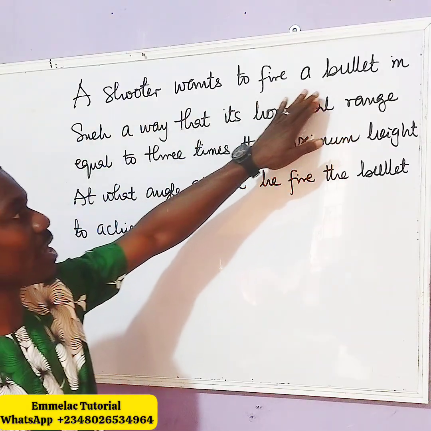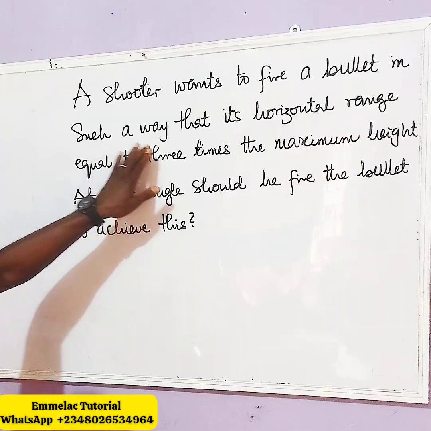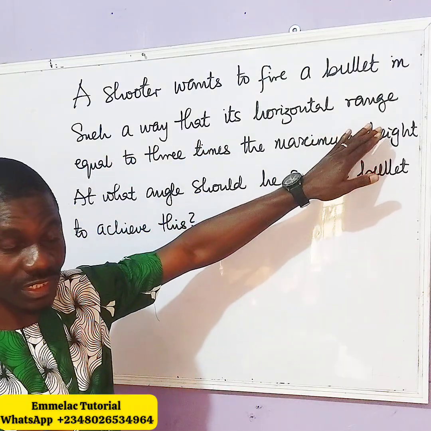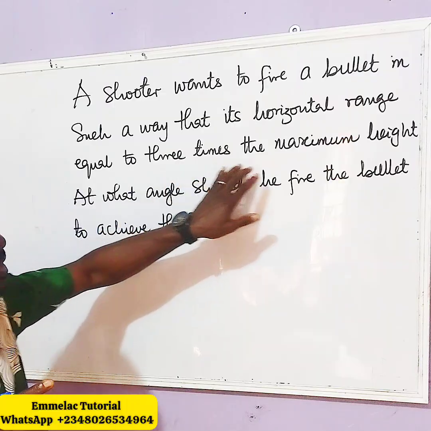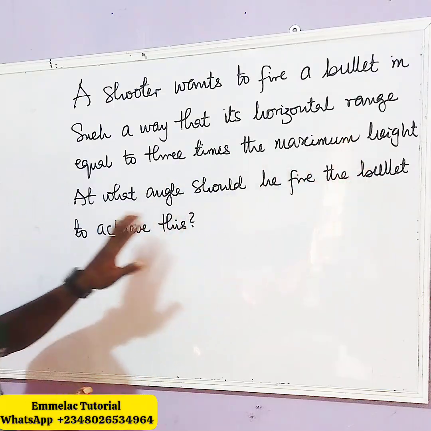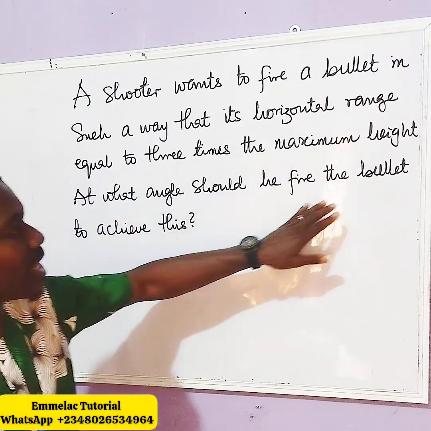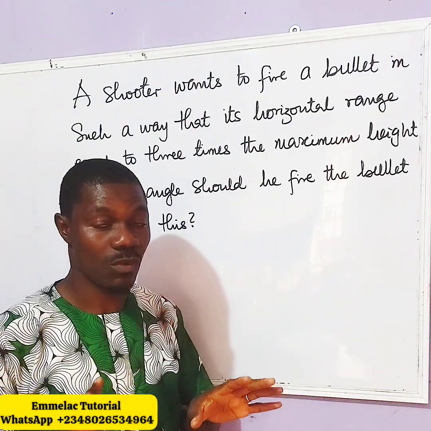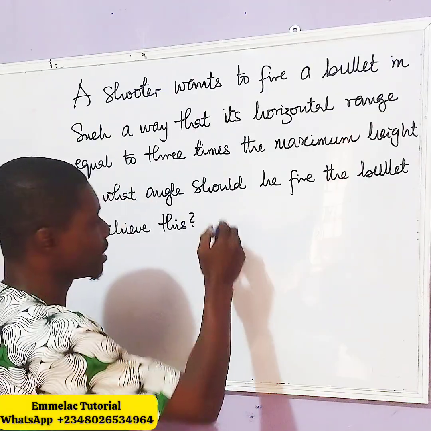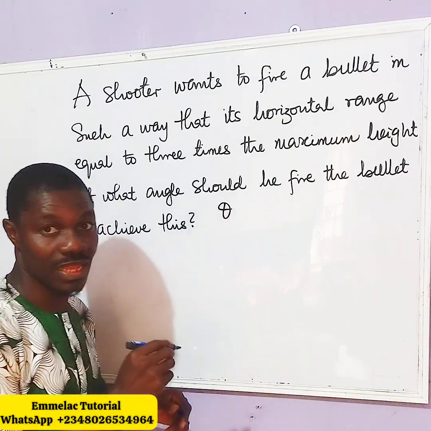Before us is this beautiful question in projectile motion, and it reads that a shooter wants to fire a bullet in such a way that its horizontal range, take note of that, equals 3 times the maximum height. At what angle should he fire the bullet to achieve this? Now take note, what we're looking for is theta.